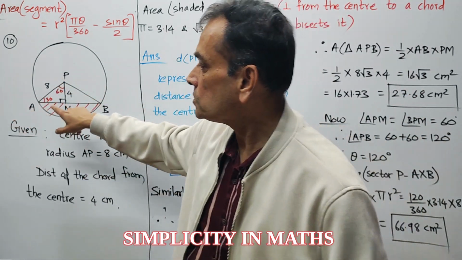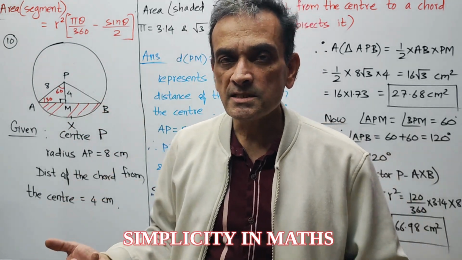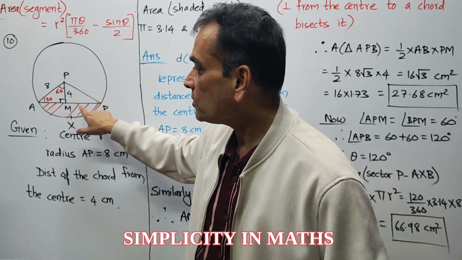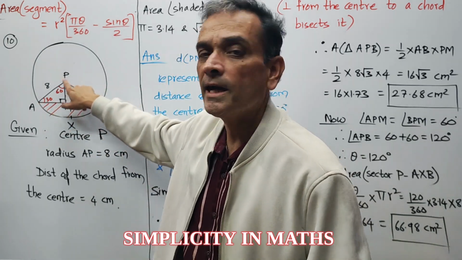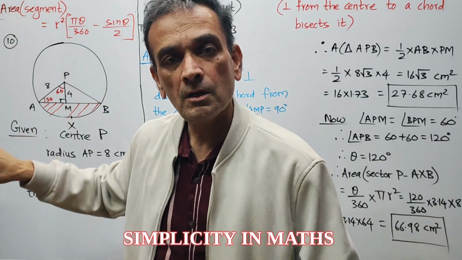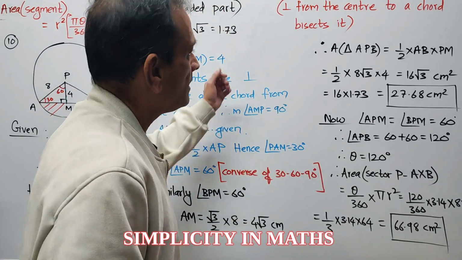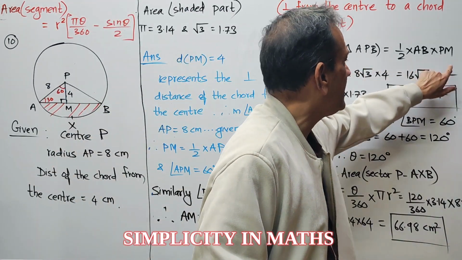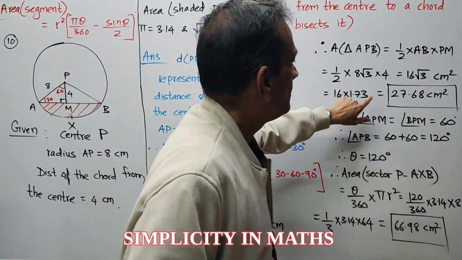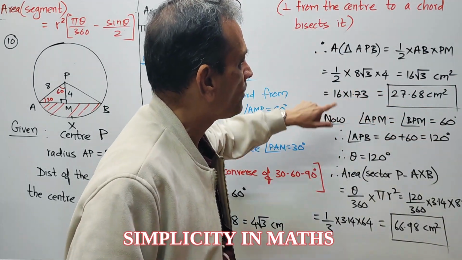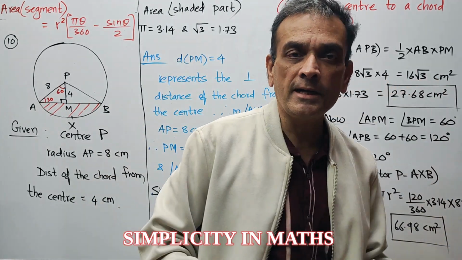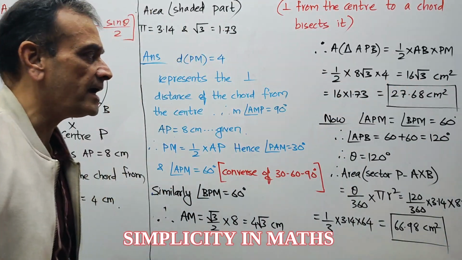Since we already know side AB now, it's easy to find area of triangle. Area of triangle APB is what? Half base into height. That is half AB into PM. AB is 8 root 3, which we found out here. PM is 4. 2 2s are 4. 2 into 8, 16 root 3 centimeter square. Okay? Area of triangle.